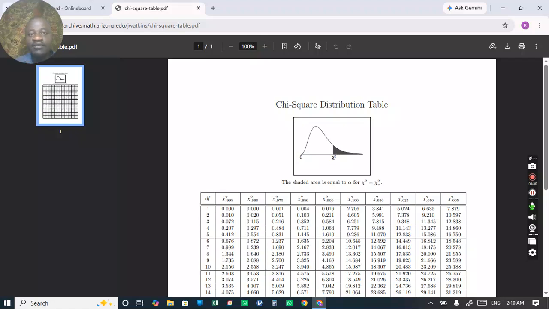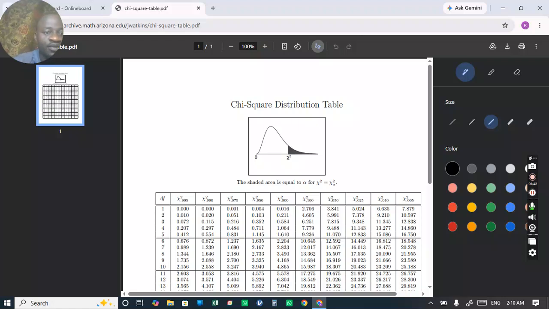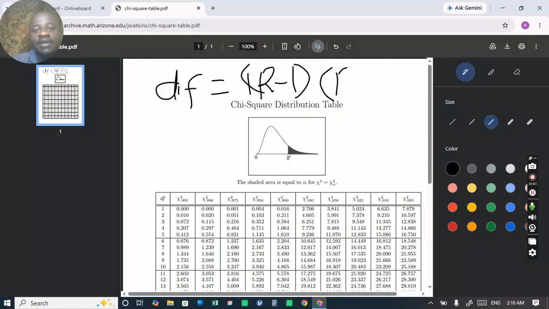When using the tabulated part, we normally focus on what we term the degree of freedom. We check at the degree of freedom. And how do we calculate the degree of freedom? We take row minus 1, and we multiply by column minus 1. That is where we get the degree of freedom.